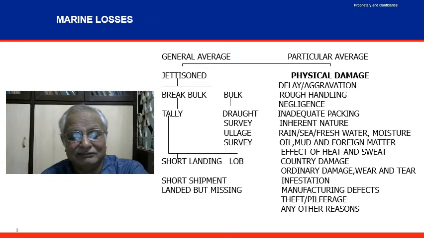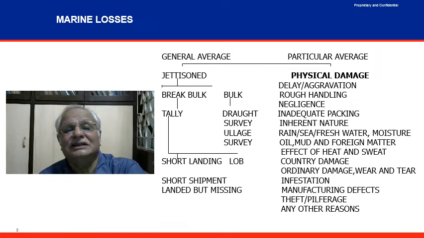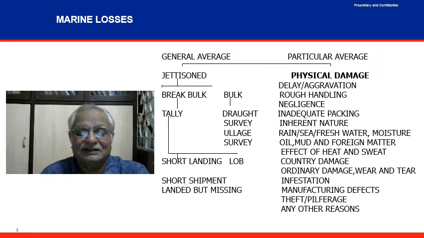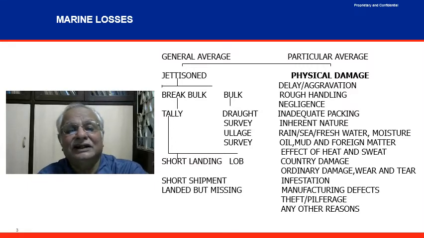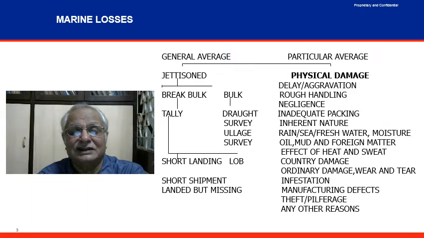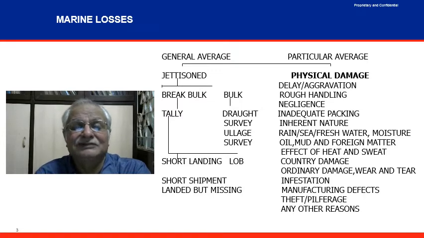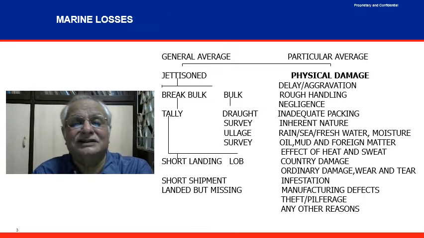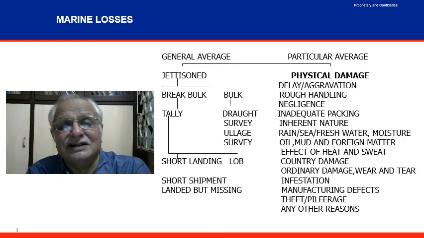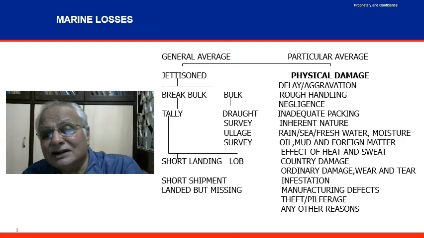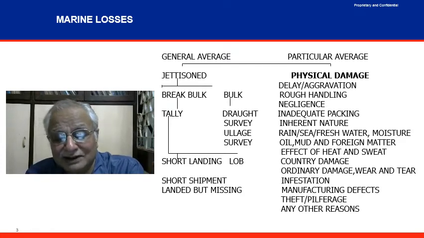Then there are manufacturing defects. Naturally, if there is a manufacturing defect, the loss has not taken place during transit. What we are covering is the physical loss and damage in transit. If there is no physical loss, but there is a rejection on account of a manufacturing defect, then it is not covered under the policy. Why should it be covered under the policy?